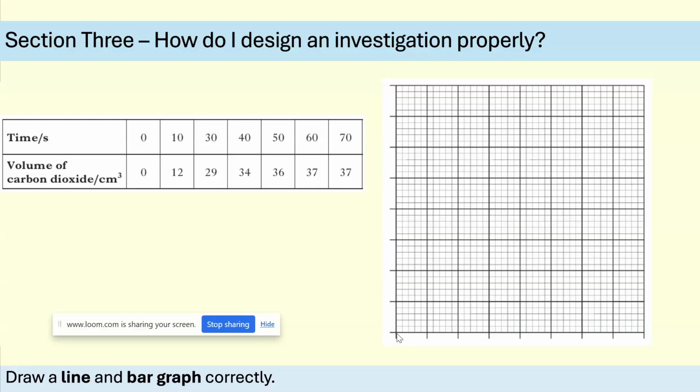We then go along to 0, up to 0, so basically we've gone nowhere, and we've put a circle or a cross. Our next number is 10, so we'd go along to 10, and we go up to 12, because that's the number that corresponds. So up to 10, 11, 12. We put a wee dot across there. You go along to 30, up to 29, and so on. What we would then do is join the dots.